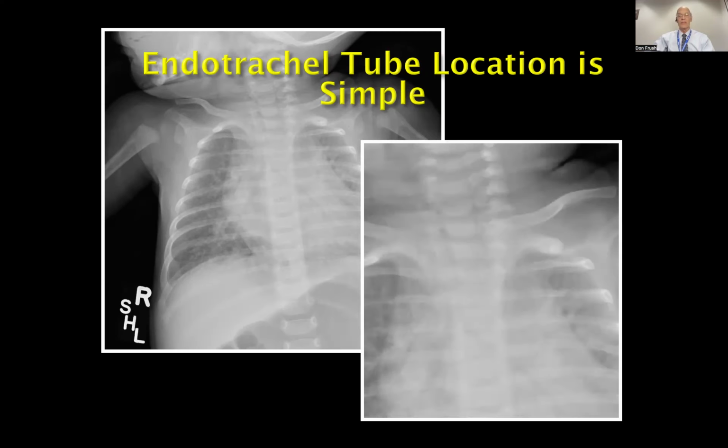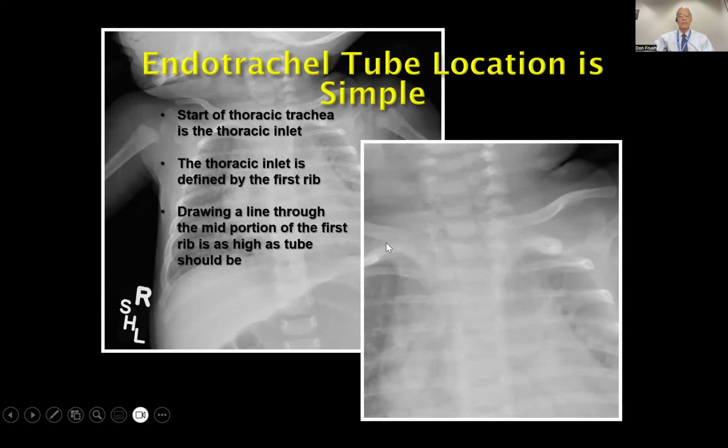So how do we determine these things here? Your thoracic inlet is anatomically defined by the first rib. Below the first rib is where your lungs are. And you always know where the first rib is, and it doesn't matter if it's angled a little bit. If you simply draw a line between the mid portion of the first rib here, that is your thoracic inlet. So that's a landmark. Above that, the endotracheal tube is too high.